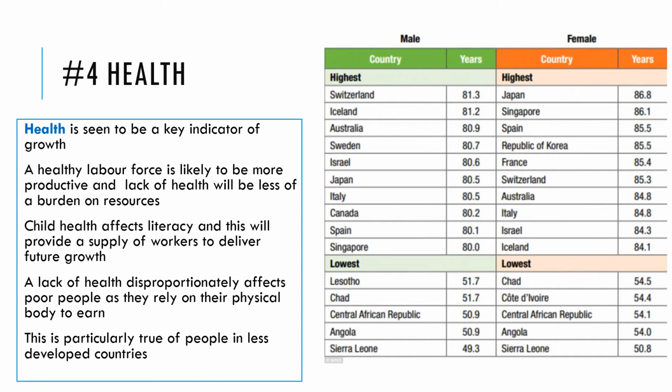One way we might consider the quality of health within a country is to look at life expectancy. And again, on the right hand side, we have a comparison between males and females of life expectancy. Again, the highest countries up here and the lowest countries down here.